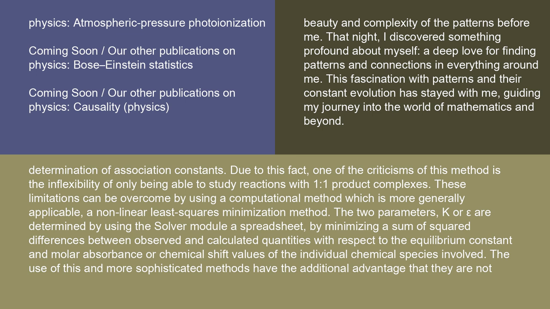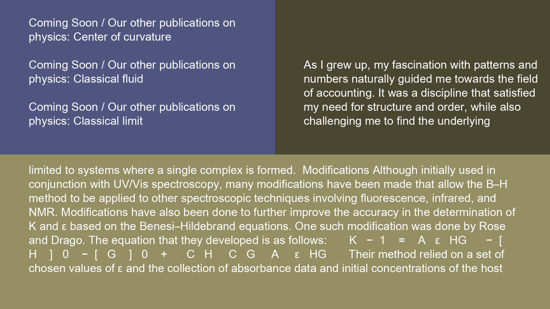These limitations can be overcome by using a computational method, which is more generally applicable: a nonlinear least squares minimization method. The two parameters, K and epsilon, are determined by using the Solver module in a spreadsheet, by minimizing a sum of squared differences between observed and calculated quantities with respect to the equilibrium constant and molar absorbance or chemical shift values of the individual chemical species involved. The use of this and more sophisticated methods has the additional advantage that they are not limited to systems where a single complex is formed.